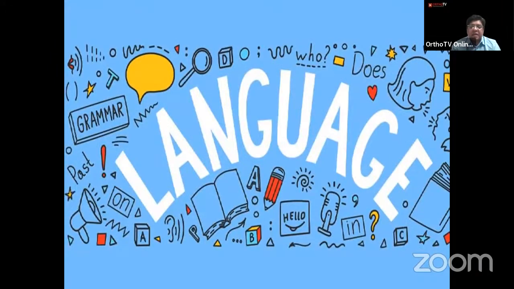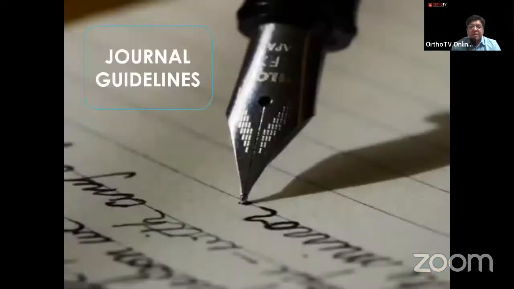Language, again, is another source where, I'll not say rejections happen, but the reviewers as well as the editors give a kind of negative point. So use software like Grammarly or use your peers to help you improve your language. And the last point is follow the journal guidelines. This is very, very important. You need to format your article as per the journal guidelines.